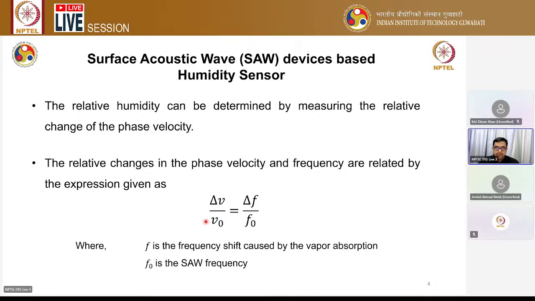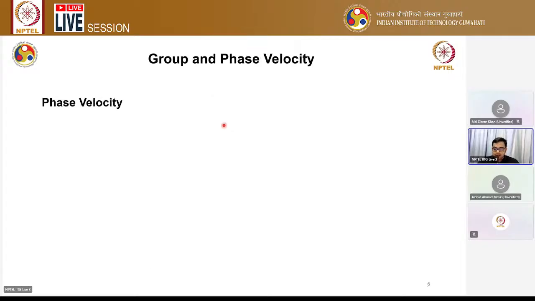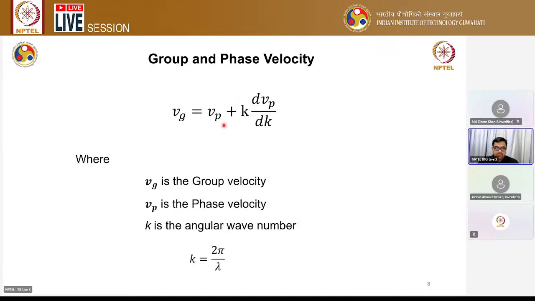Delta v by v naught was the change in the SAW phase velocity relative to the actual SAW phase velocity. This equation, if you remember, we have discussed to be equal to minus pi h v naught square by 2 lambda into this factor, which mostly comes from the normalized displacement amplitude of the SAW. Phase velocity and all, I will not go into detail. We have talked about phase velocity and group velocity in detail.